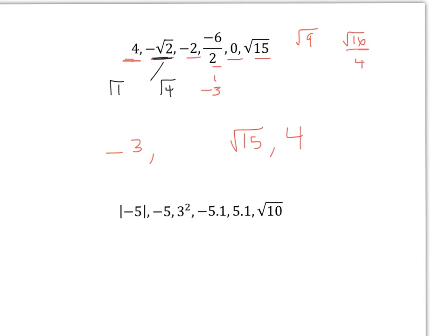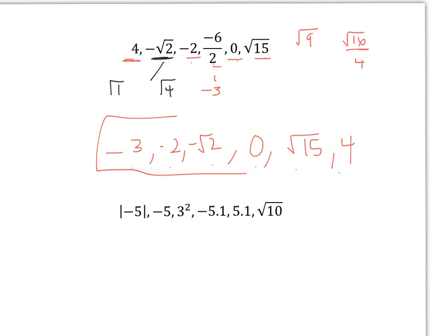And then I'm going to need to have some more room here. Negative 2, and then it's going to be negative square root of 2. And I need to get some more room here, and then would come 0, and then would come the square root of 15, and then 4. So how many numbers is that? 1, 2, 3, 4, 5, 6. So we are correct, and that would be least to greatest.